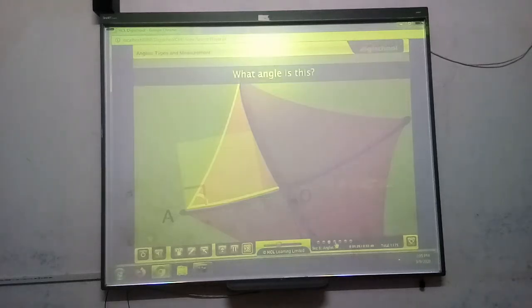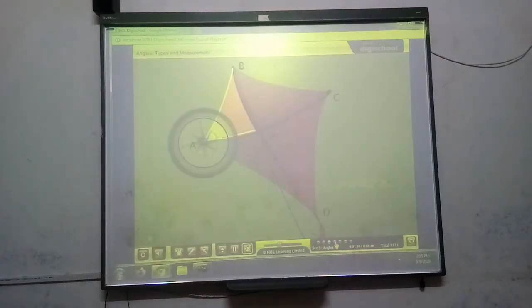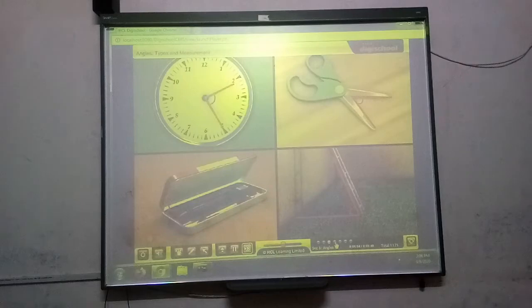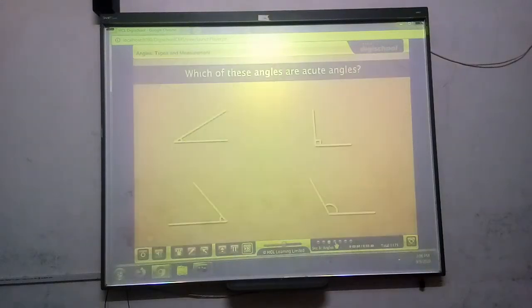But if not a right angle, what angle is this? Well, let's see. The angle we just measured seems smaller than a right angle. That is, it seems to be less than 1/4 of a revolution. Such an angle, smaller than a right angle, is called an acute angle. Here are some more examples of acute angles. Which of these angles are acute angles?